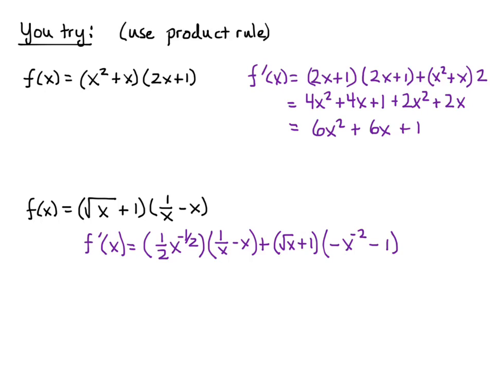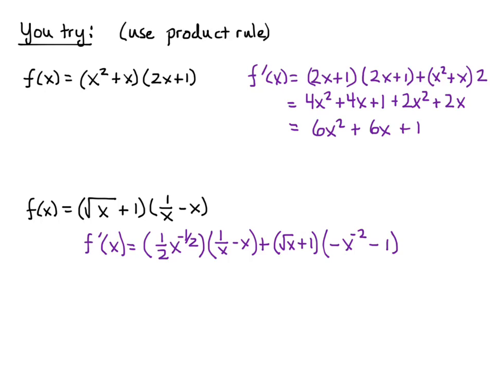So we're going to take first the derivative of the first function. So this is, of course, x to the 1/2. So now we'll take the derivative of that, which is 1/2 x to the minus 1/2. The derivative of 1 is 0, so we don't write anything there. And then we write the second function. Then we're going to add that to the first function, square root of x plus 1.